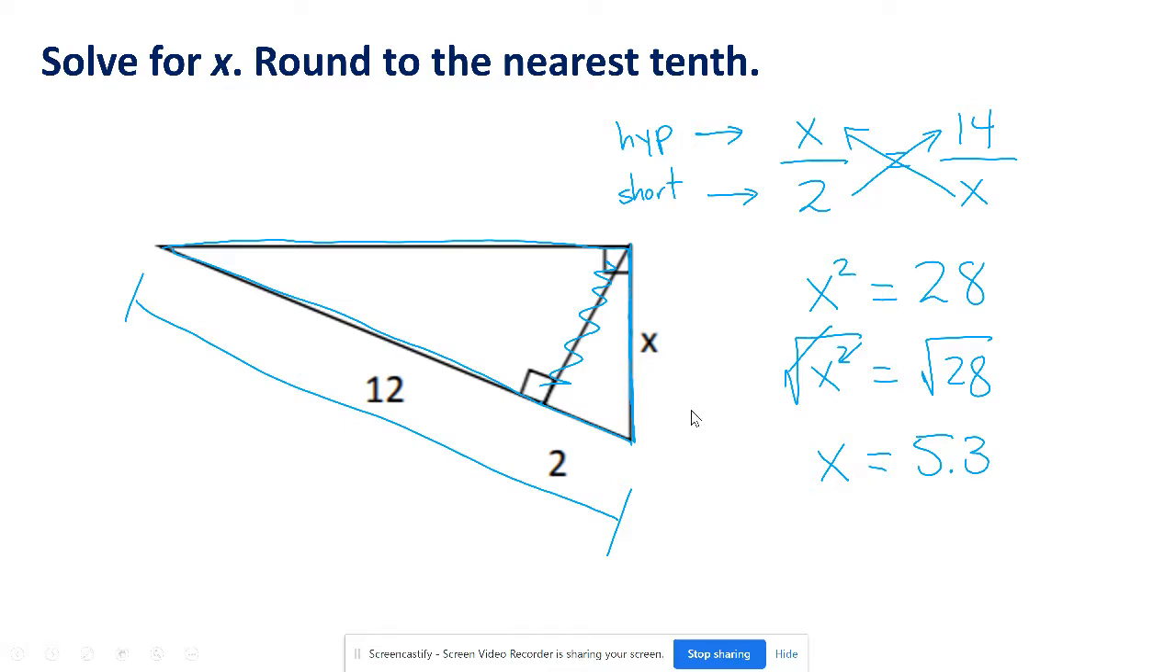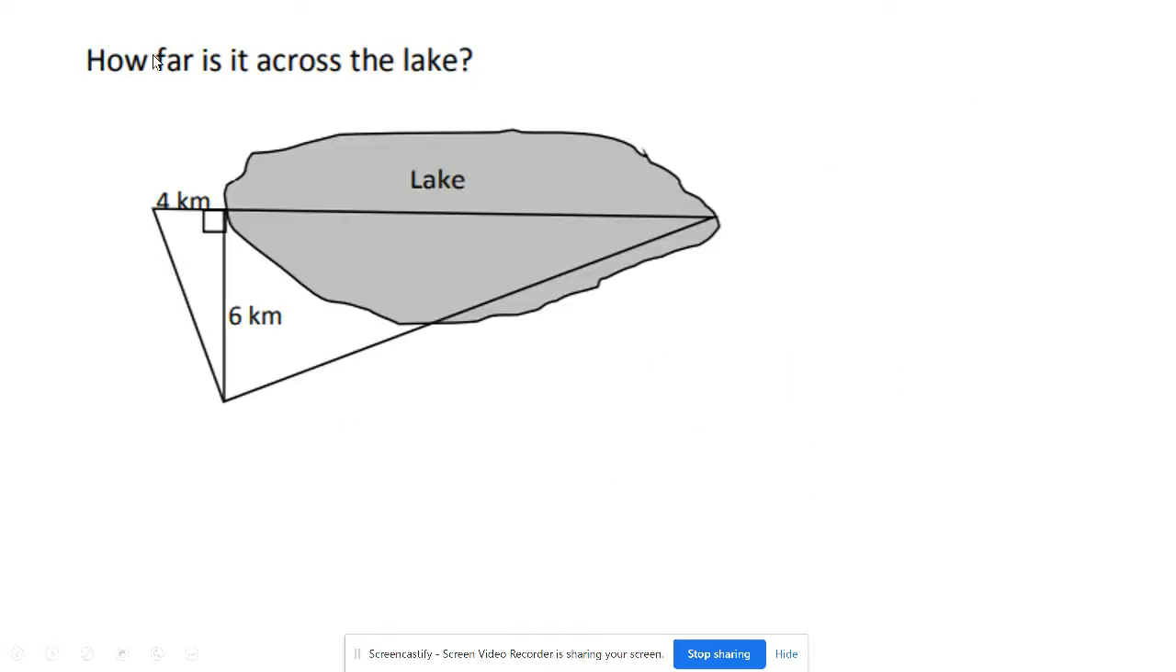One more problem to look at. It's not really a word problem, but I guess there are words, so technically it is a word problem. It's a situation where we have this lake. We know a little bit about some of the measurements near the lake, and we're going to use those to figure out the distance across the lake. So this is a right angle. This that we're looking for from here to here is going to be our x.